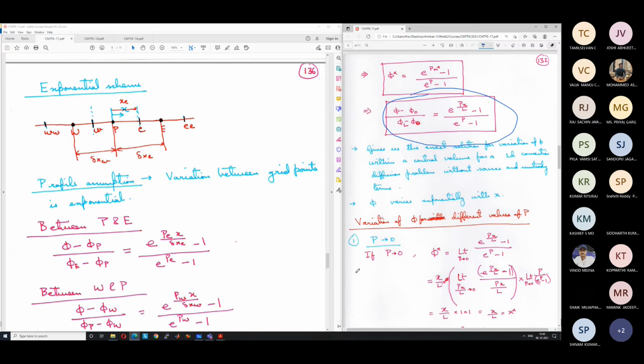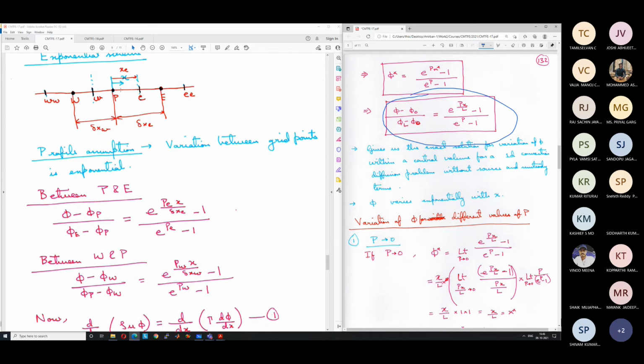So Peclet number is based on advective strength and diffusive strength, and both can be found at the interface. How will we find the advective strength? By interpolating. So rho u at the interface we can interpolate, and gamma we know how to interpolate using harmonic mean. We have discussed that previously, before the mid-semester exam. So Peclet number is anyway known. So this is the variation: phi minus phi P by phi E minus phi P is equal to e to the power Px by delta xc, minus 1, by e to the power P minus 1.